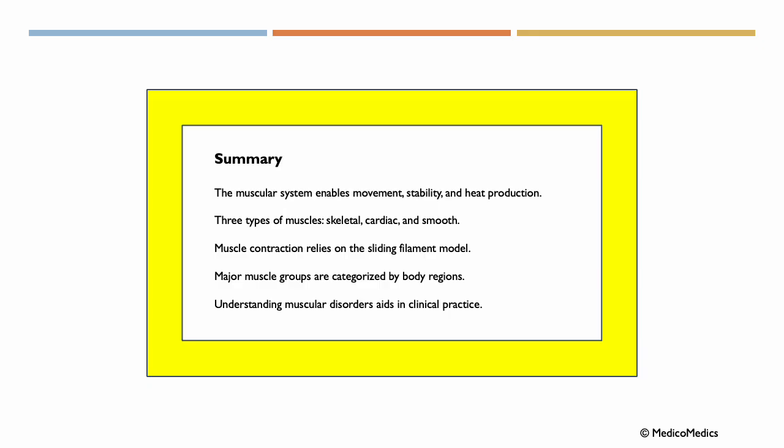So in summary then, the muscular system enables movement, stability, and heat production. We have 3 types of muscles. We have skeletal, cardiac, and smooth muscles. And if you remember, skeletal muscles were voluntary, cardiac and smooth muscle are involuntary. Muscle contraction relies on the sliding filament model. You remember myosin and actin, and the sarcomeres, etc. Major muscle groups are categorized by body regions, like the head and neck, or torso, upper limb, lower limbs, etc.